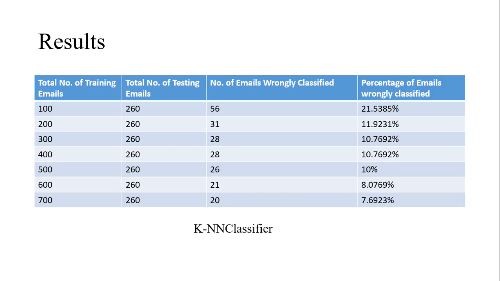The KNN classifier performs poorly, but much better than the nonlinear SVM. In comparison to the linear SVM and the naive Bayes classifier, its performance is a bit on the downside. As you can see, it's the same case as the linear SVM, where increasing the number of training emails improved its performance. For 100 training emails, it gave us a percentage of wrongly classified emails as 21%, which dropped to 7% when it was increased to 700.